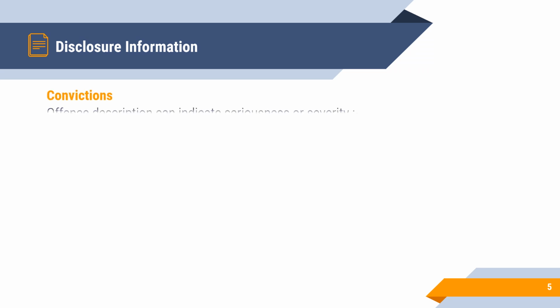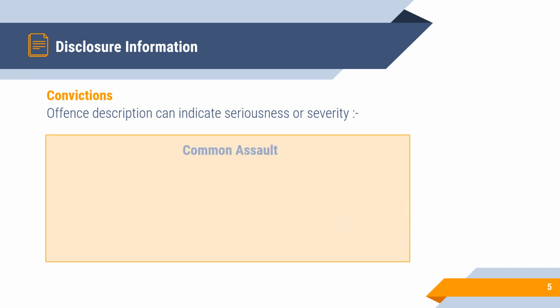In terms of interpreting the nature of convictions on a certificate, it is often the case that the descriptor or charge used for the offence can indicate the seriousness or severity of the offence. If we take the offence of assault, we can see at its lower end the charge might be common assault. In this instance, police might conclude that no one has been badly hurt as a result of the incident, and any injuries incurred are likely to be minor in nature.